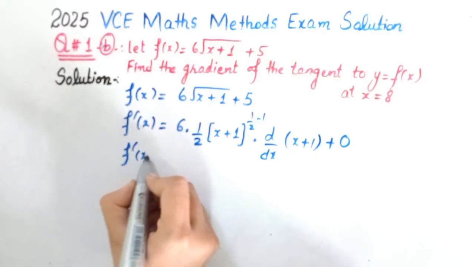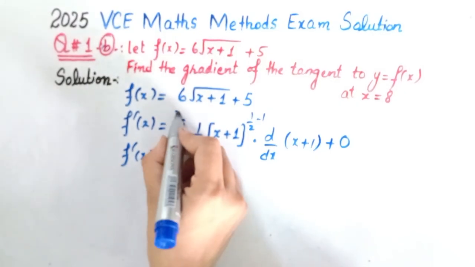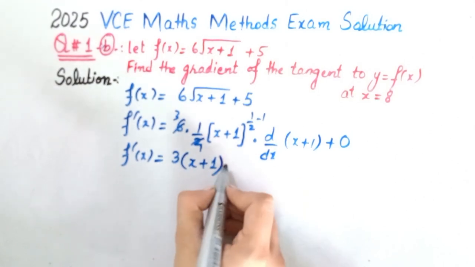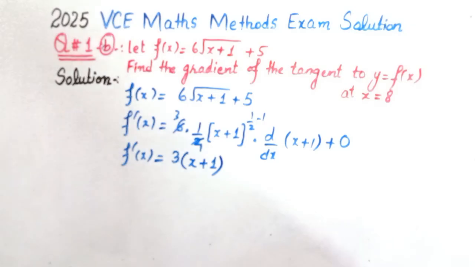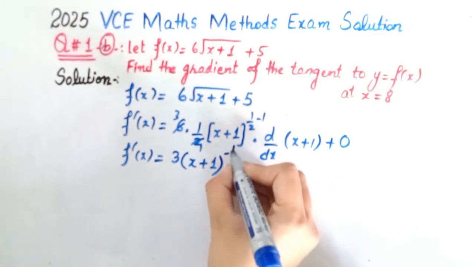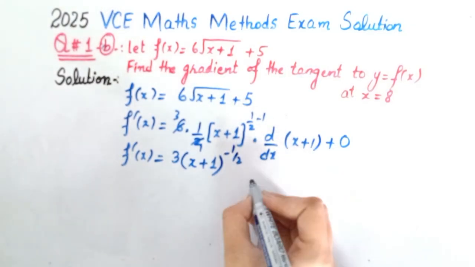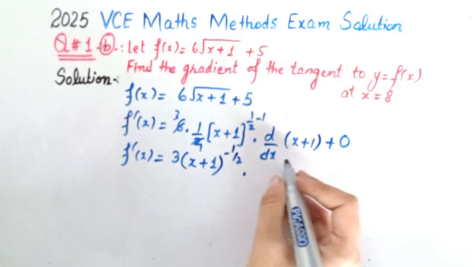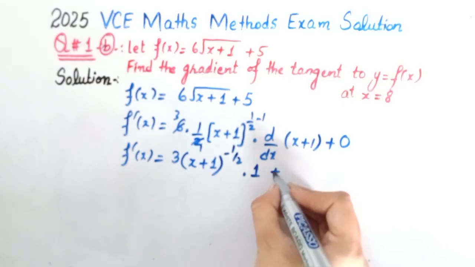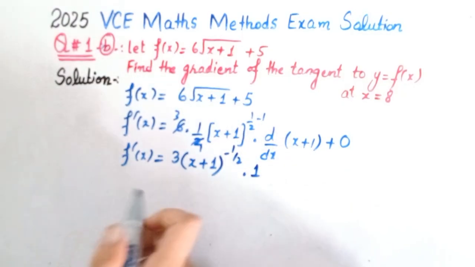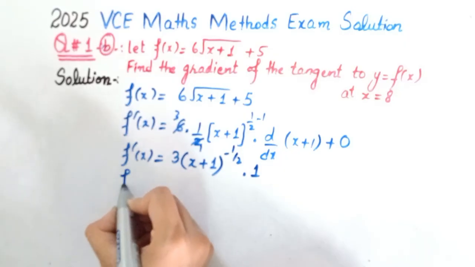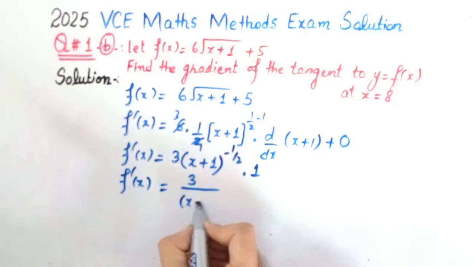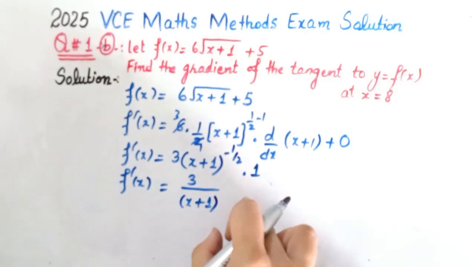So f dash of x will become: 2 ones are 2, 2 threes are 6, so 3 into x plus 1, and 1 by 2 minus 1 will equal minus 1 by 2. So this will become minus 1 by 2, and the derivative of this will be d by dx of x plus 1, which will be 1 plus 0, removed. So f dash of x will equal 3 by root of x plus 1, and here we apply the quotient rule.